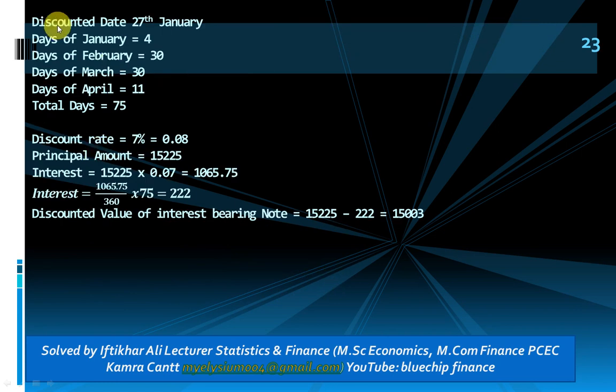Now the discount date is 27th January, and the date of maturity. The remaining days of January will be 4, days of February 30, days of March 30, days of April 11, and the total days are 75.